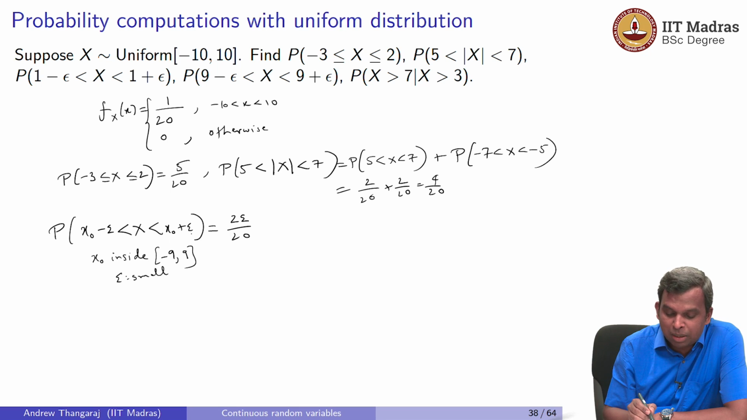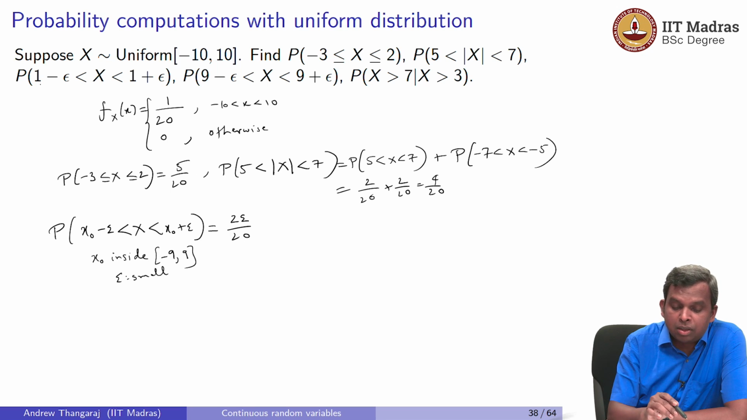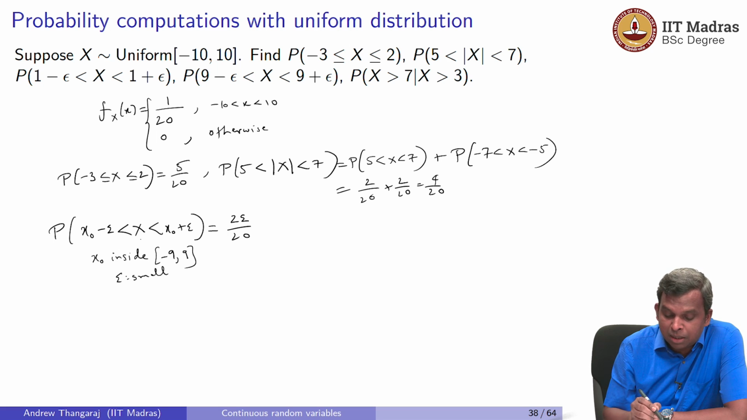So as long as x naught plus epsilon is less than 10 and x naught minus epsilon is greater than minus 10, this would work. So you can take something like this, and this would also work out. So that covers x naught minus epsilon to x naught plus epsilon being 2 epsilon by 20. It doesn't matter what x naught is. This is independent of x naught, right? Wherever you situate x naught, you're going to get the same probability. So look at the next computation.